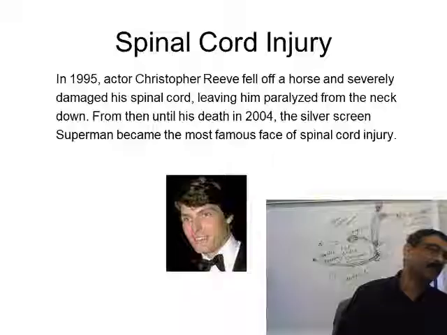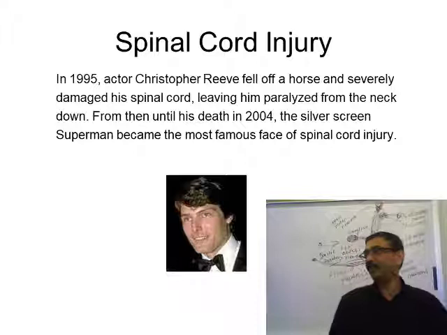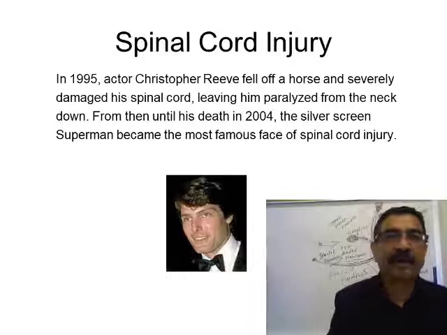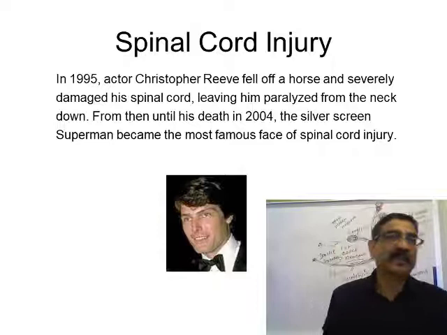So, quadriplegia. If the injury occurs in the thoracic area here, then the upper two limbs are intact, right? Not affected. The part below that, that means the lower two limbs, will be affected along with the lower part of the trunk, and that is called paraplegia. In paraplegia, upper limbs are functioning, lower two limbs are affected.